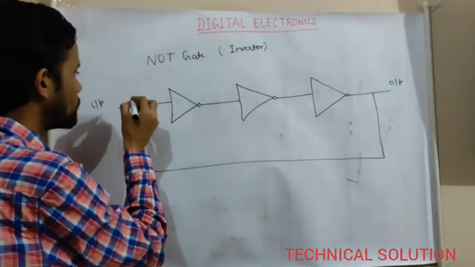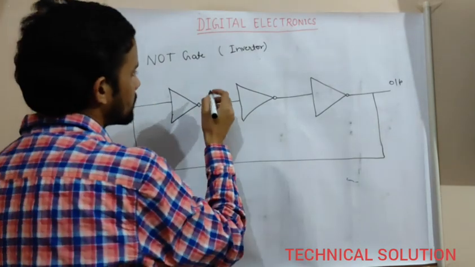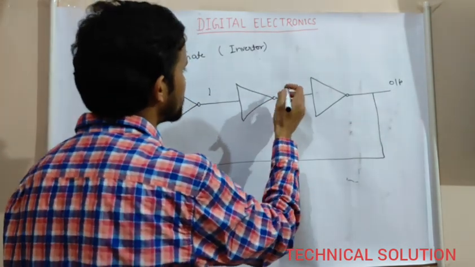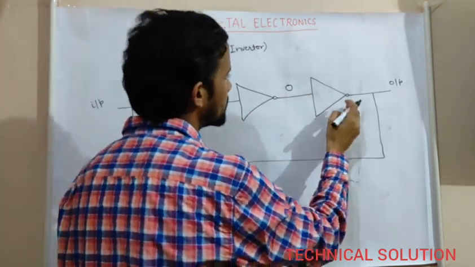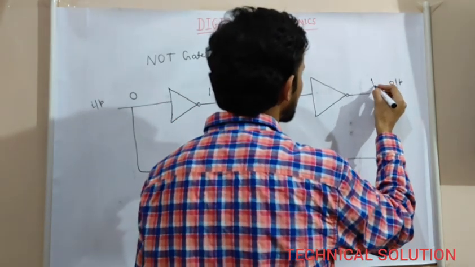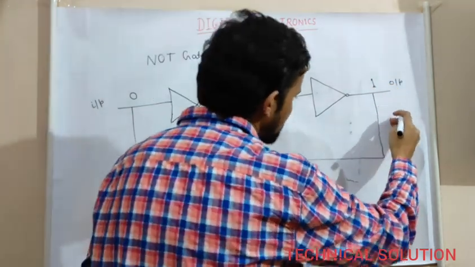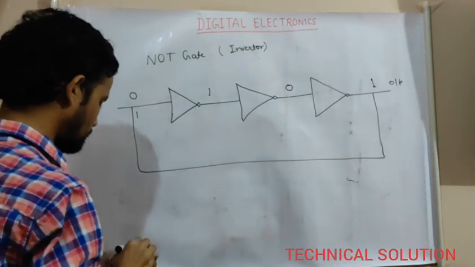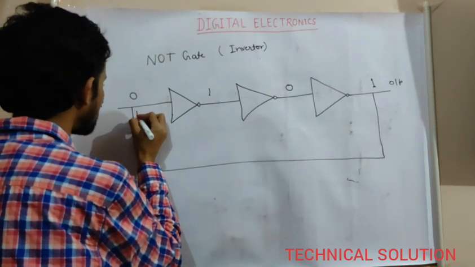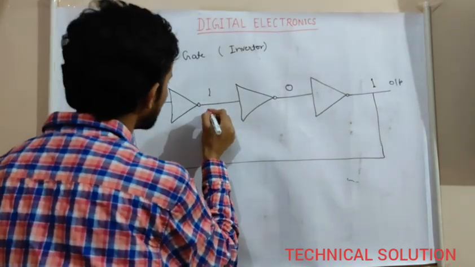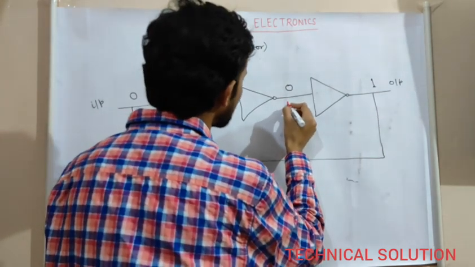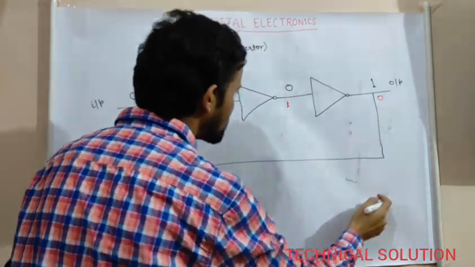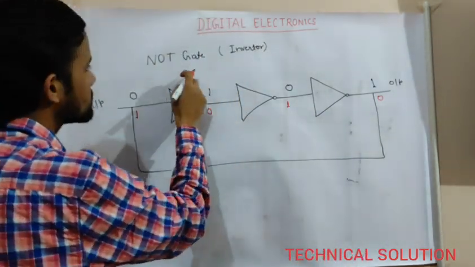Let us suppose the input is 0, then we get output as 1 here, and the output of the second inverter is 0. Again the output of the third inverter is 1. And this output is again going to the input as a 1, this becomes again 0 and this again becomes 1 and this again becomes 0. If this is connected to the input again, then this becomes this.